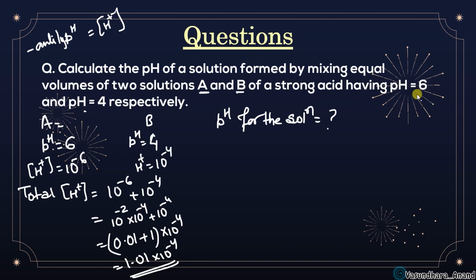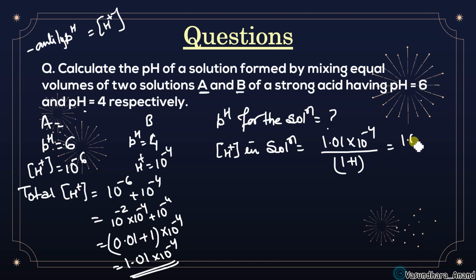Now when they are in the solution, the volume becomes 2 liter, isn't it? But the number of moles will be this plus this. So if you find the H plus concentration in the solution, this is 1.01 into 10 to the power minus 4. This is the number of moles upon volume. So volume is equal to 1 plus 1 liter. That means it is going to be 2 liter. So 1.01 into 10 to the power minus 4 upon 2. And if you solve this, you will get 5 into 10 to the power minus 5.